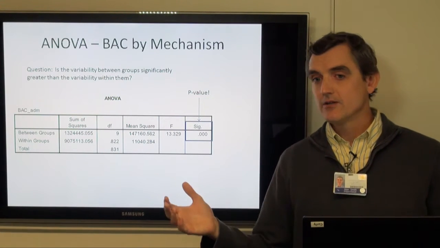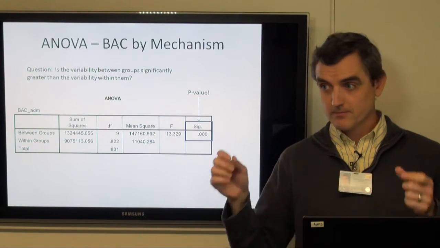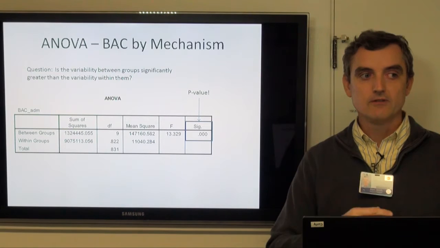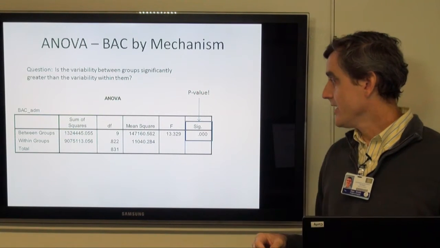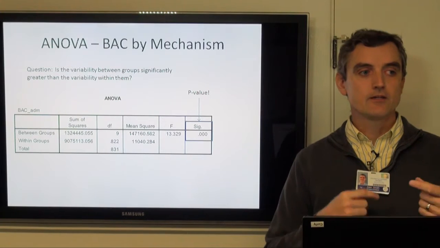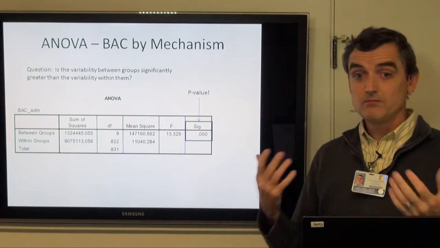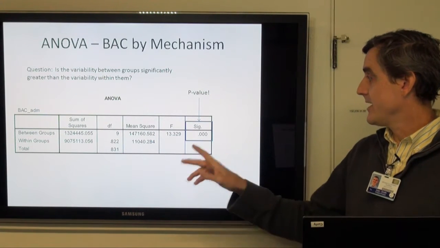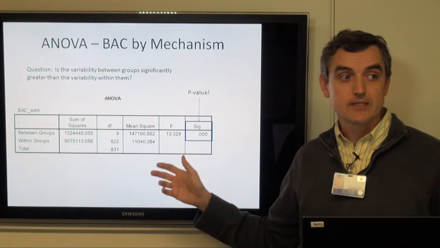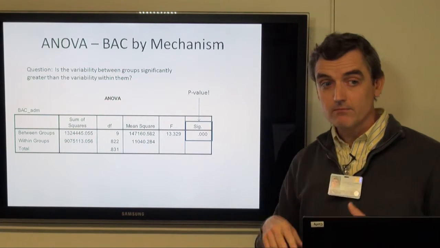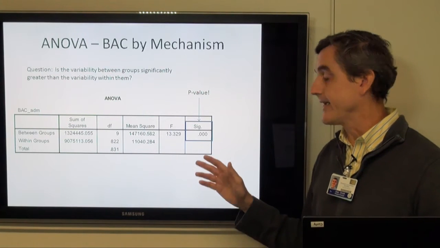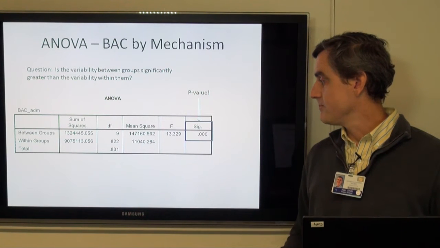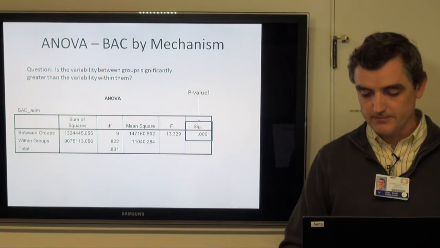So it tells us how much these groups compare to each other, looking at their means, compared to how much the individual values vary. And if there's more variance between the groups than within them, then we can say there's some significant difference between those groups. In this case, we have a very large F statistic. It's over 13, when just over 1.8 would have been significant. And so we can see we have a very highly significant p-value here, less than 0.001.